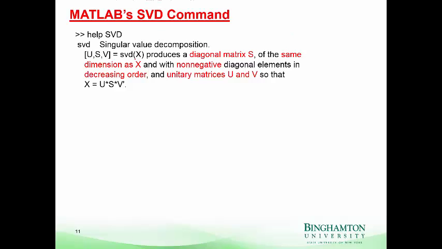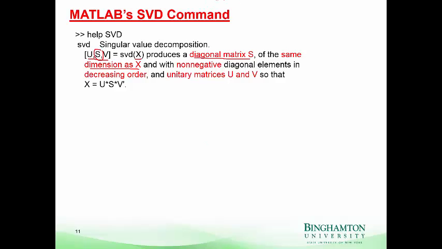So it says we've got some matrix X. It doesn't necessarily have to be rectangular or square, and it's going to compute these three matrices. So U and V are exactly what we called U and V before. S is what we were calling the sigma matrix. It's hard to do a sigma in MATLAB. So it produces a diagonal matrix S of the same dimension as X. And we'll see what we mean by that in some examples.